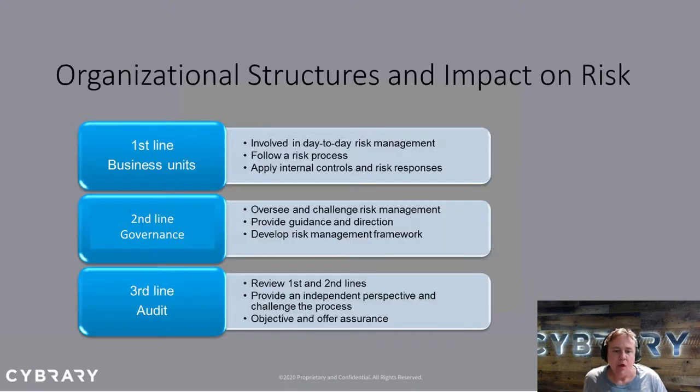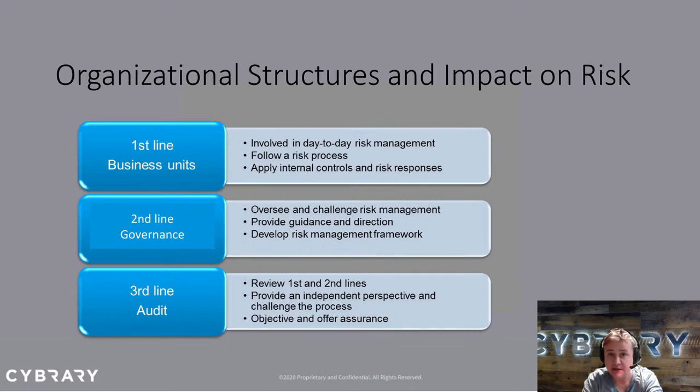Now, within roles and responsibilities in relation to risk, we generally think about an organizational structure that has three lines of defense. The first line are the business units, the individual lines of business. We generally consider these to be our risk data owners. These are the folks that work with the data day to day. They determine the risk mitigation strategy, and they manage and monitor it to ensure that it's effective.